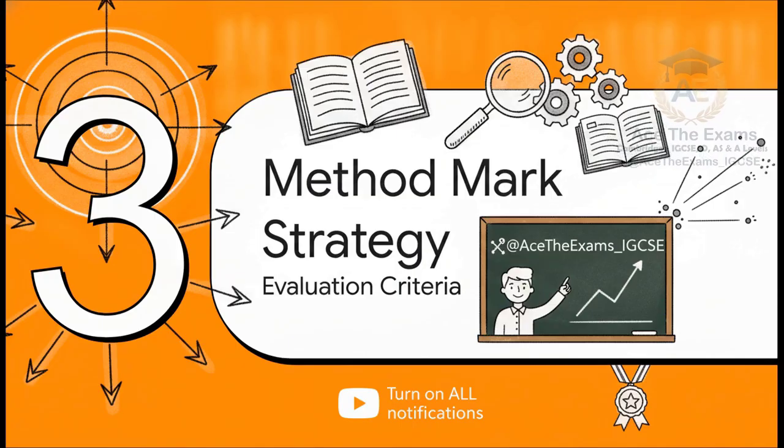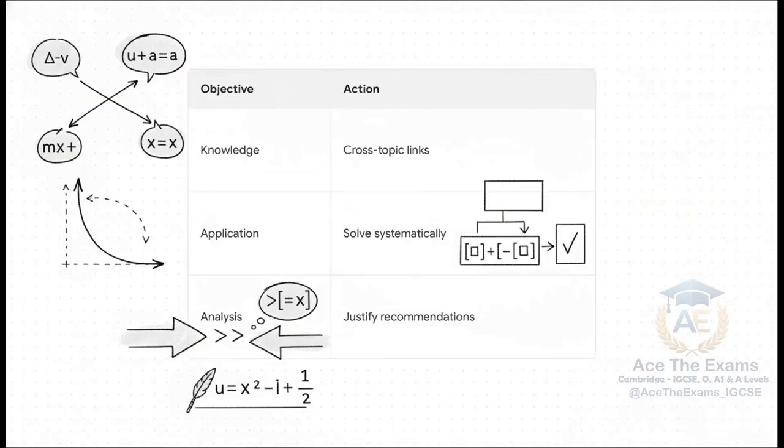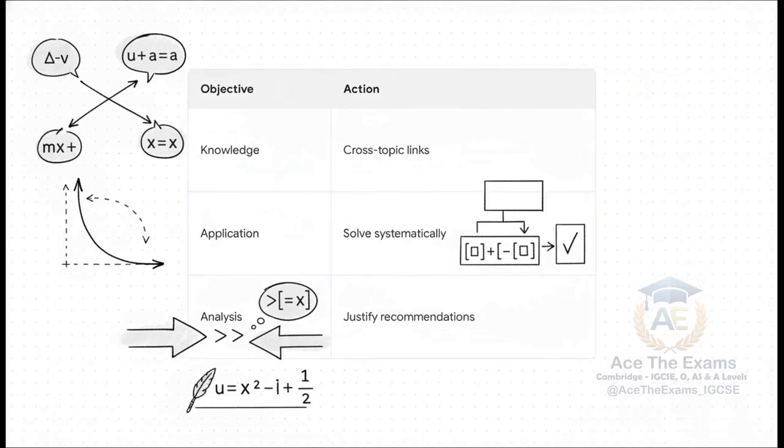All right, let's get into Section 3, the method mark strategy. This is the critical evaluation phase. Listen closely, because examiners don't just sprinkle points randomly across your paper. They award marks based on very specific, demonstrated assessment objectives.